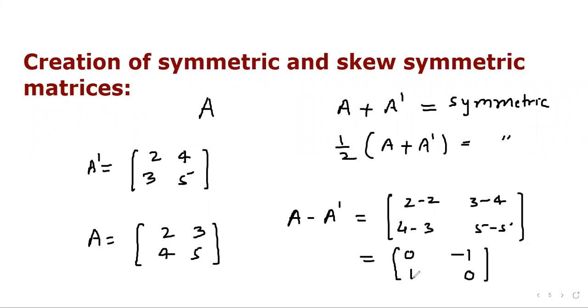Here, elements of the main diagonal are 0, and Aij is the negative of Aji. This is A21, this is A12. Both are negative. And if you make it half, it will still remain skew symmetric. A minus A dash divided by 2 will be 1 by 2 of the same thing.